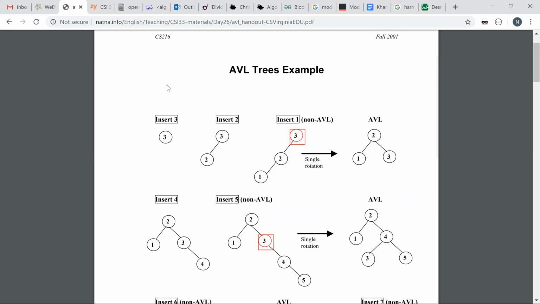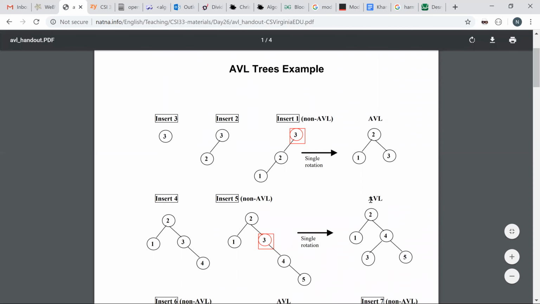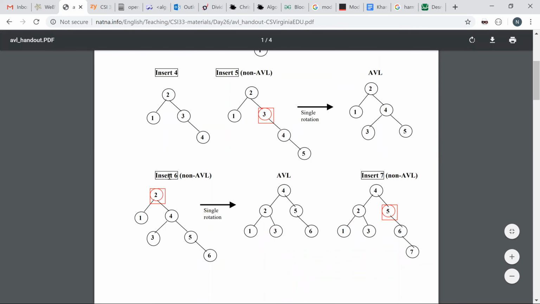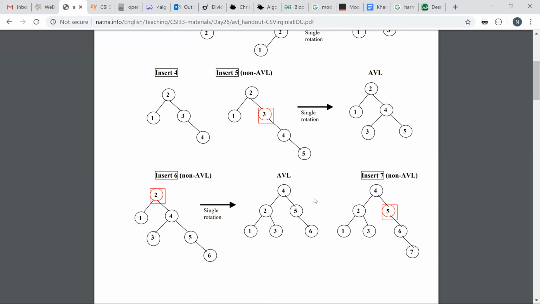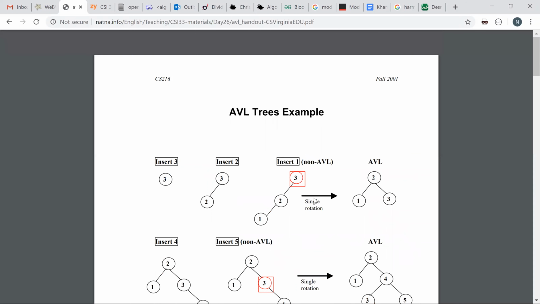Okay, so see this bunch of insertions, insert 3, 2, 1, and that's the result. Insert 4 and 5, it became unbalanced, that's the result, right? And over here, inserted 6 needs to rebalance, this is the rebalanced tree, and so forth. So they always show you the result, what it should be. So it's a very nice and handy PDF file that I've been using for quite some years already.